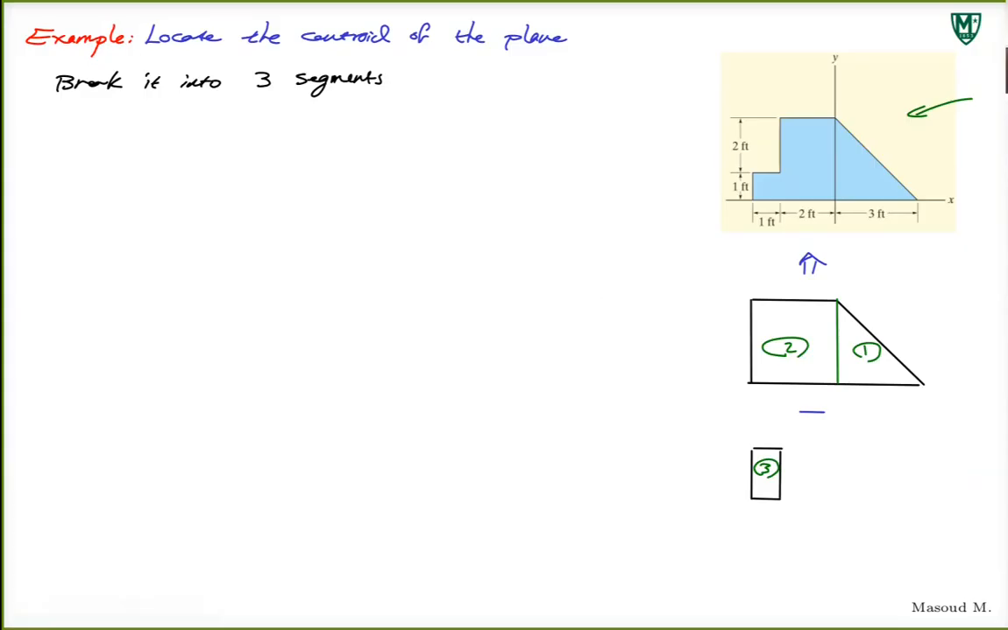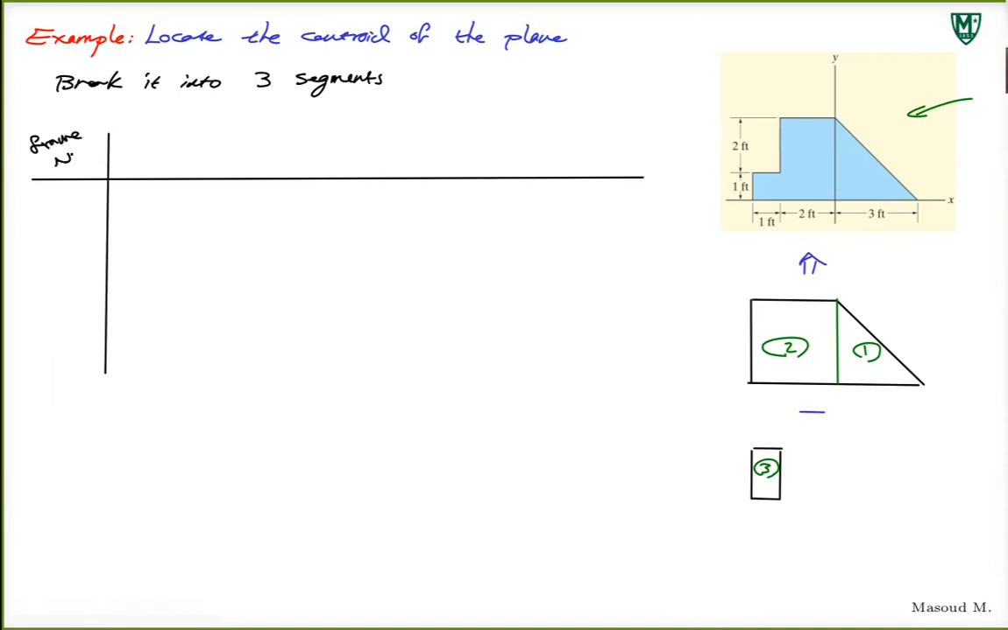Let me draw that table, the same table we used for the wire. Now we're going to use a similar table. Let me give myself more room. So this is segment number i. So segment 1, segment 2, segment 3.